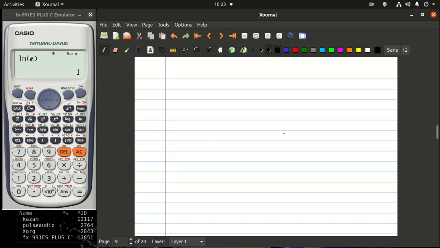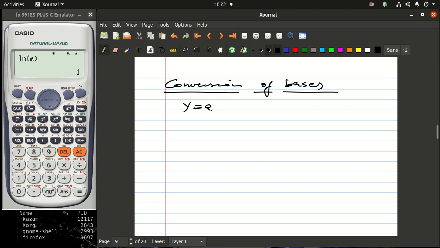So now we want to talk about the conversion of bases. Sometimes you have y is equal to a to the x, and you want to convert it maybe to y is equal to b to the power x. Let me first talk about this, and we want a different base.